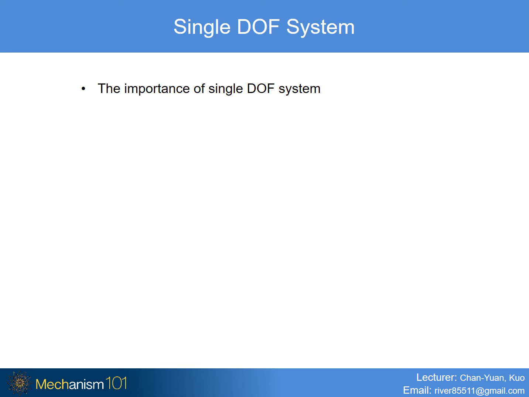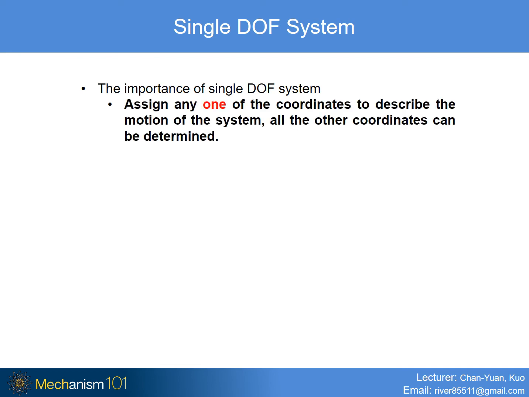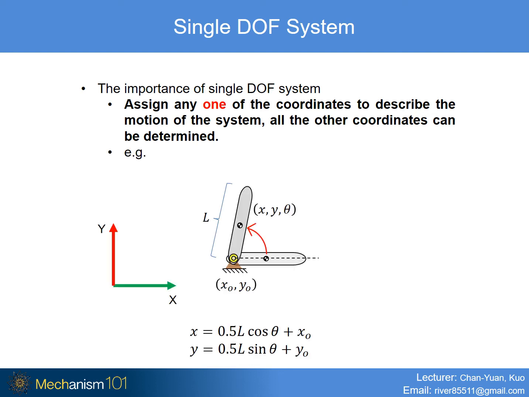The importance of a single degree of freedom system, or single DOF system, is that after assigning any one of the coordinates used to describe the motion of the system, all the other coordinates can be determined. This may seem confusing at first, so now let's demonstrate it with the example from the R joint. Here is the example we have seen in the revolute joint, and as we have explained, this is a single DOF system. In this example, XO, YO are known, but the coordinates x, y, theta are unknowns.